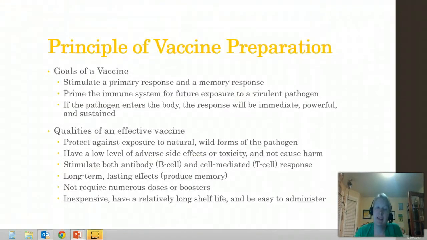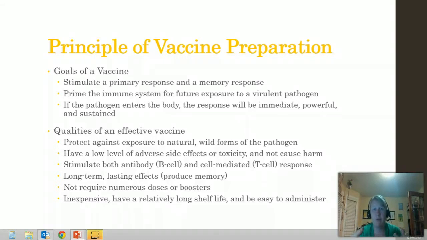So, principles of vaccine preparation. This is just like antibiotics. In fact, a lot of these are going to be almost identical to the antibiotics that we talked about in chapter 9. So the goals of the vaccine are to stimulate the immune system, so that the body will be able to respond immediately if that pathogen were to emerge within the body.